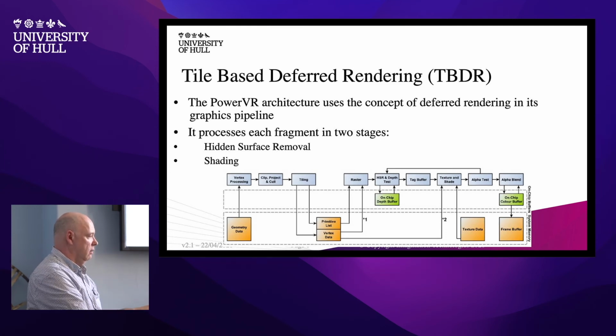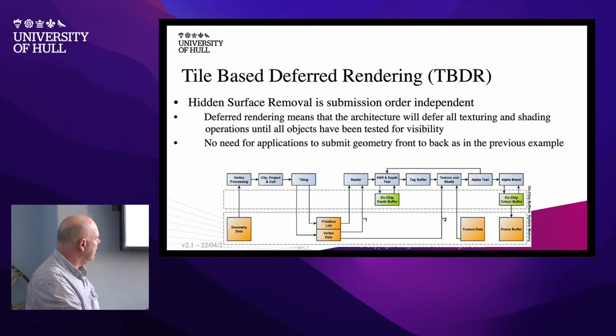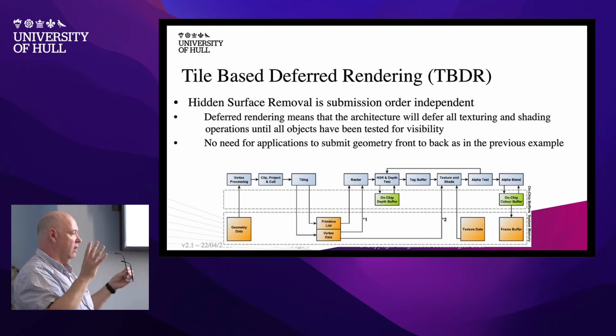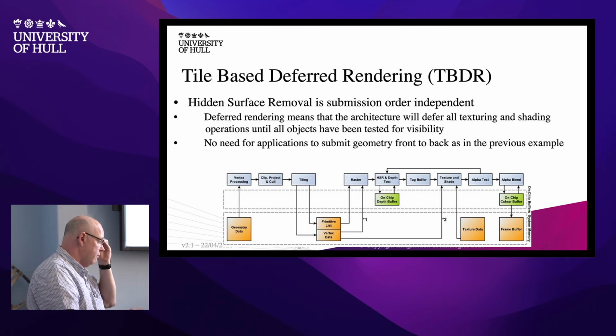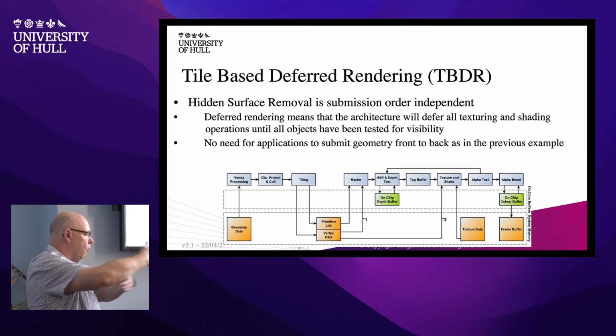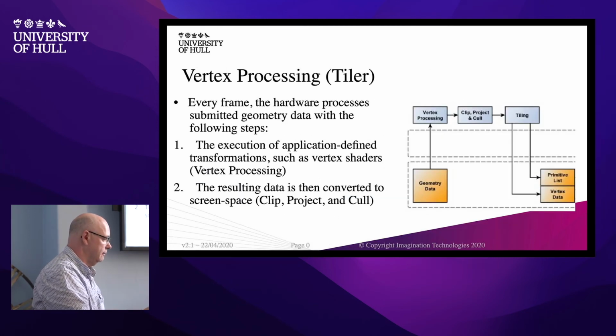Now, one of the things is that hidden surface removal is pixel perfect. There is no overdraw, and in fact, it doesn't matter which order you submit these things in, because of the hardware. It holds on to everything. It basically gets a collection of all of these things and looks at where they would be so that it can process them. So you don't have to be ordering all your geometry front to back as you did previously.